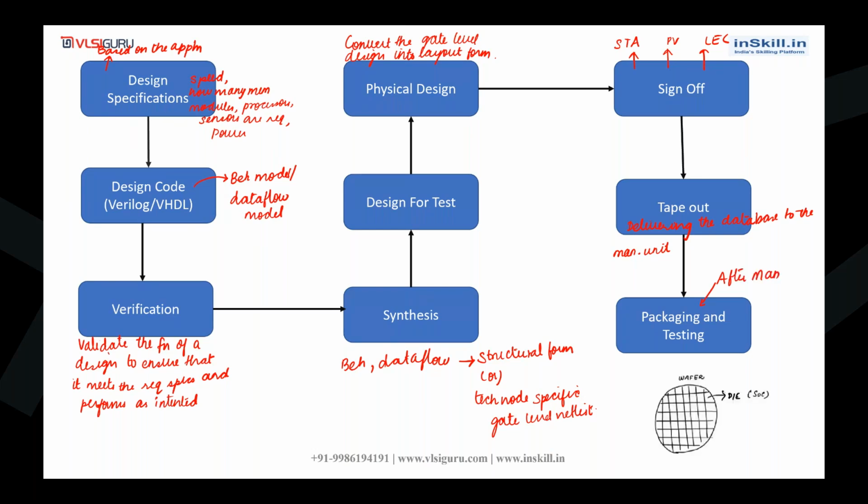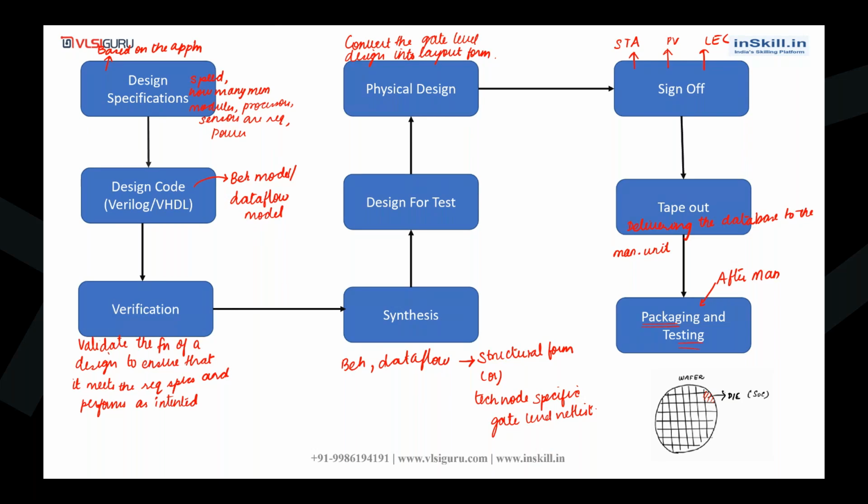So what is called packaging? Basically, this is how your chip will look. This complete circle is your wafer, and each small portion is called a die. Covering this die with a protective layer is what is called packaging. And testing is done to check whether our chip is good or not, whether it has any manufacturing defects or not.